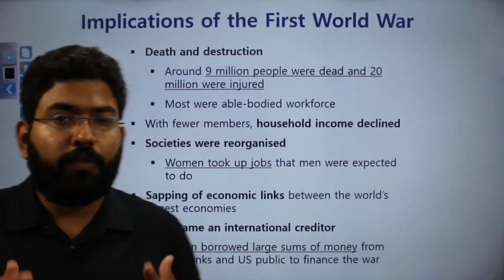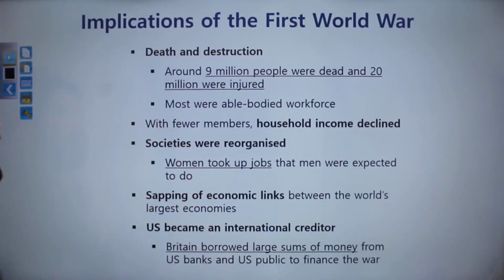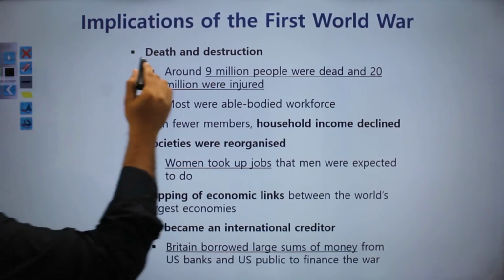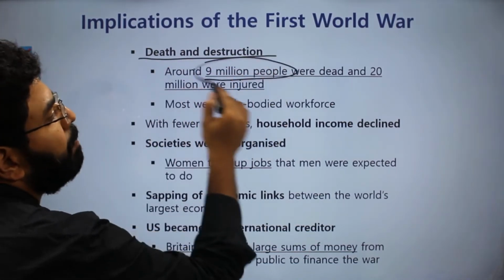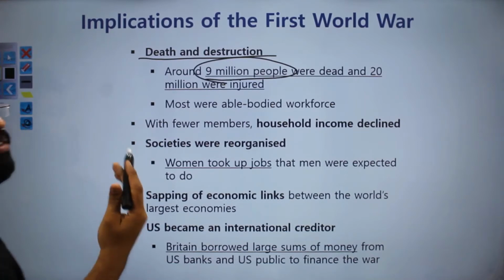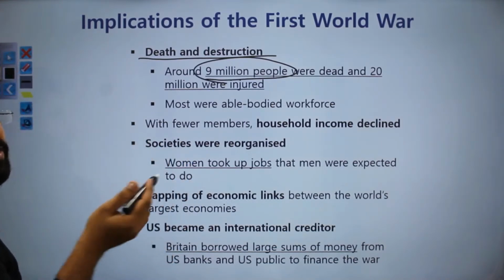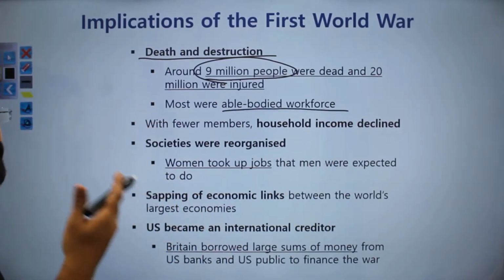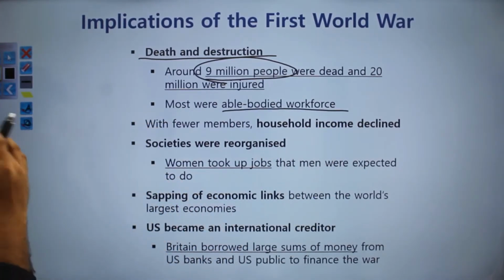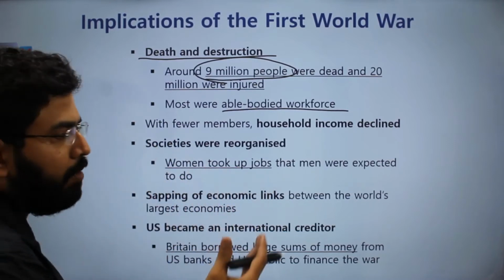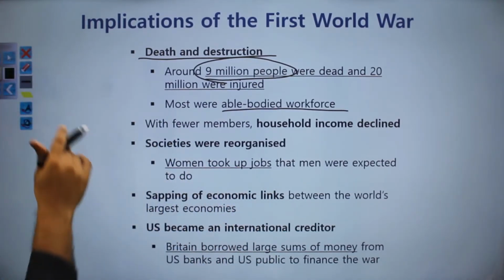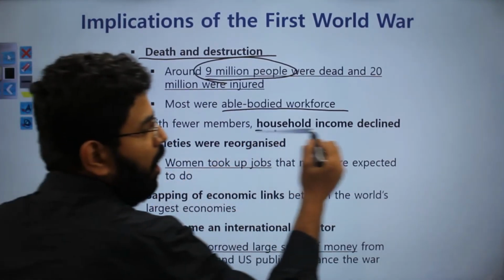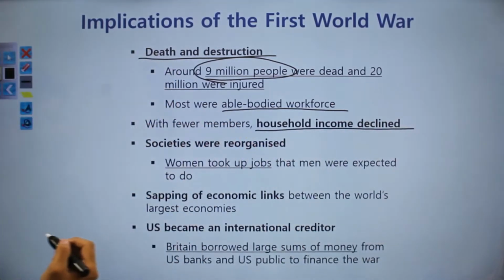Then, what were the various impacts of that? You could see death and destruction as well. Around 9 million people were dead and 20 million were injured. These were all young, able-bodied soldiers. They could have been a massive workforce for these economies, and because a lot of the workforce was lost, household income declined.